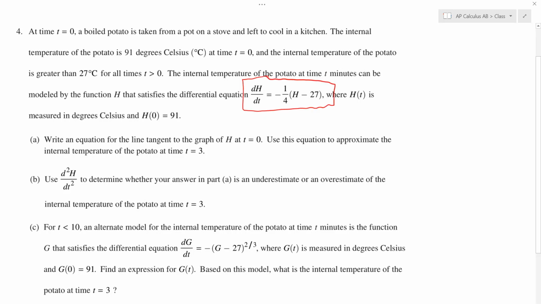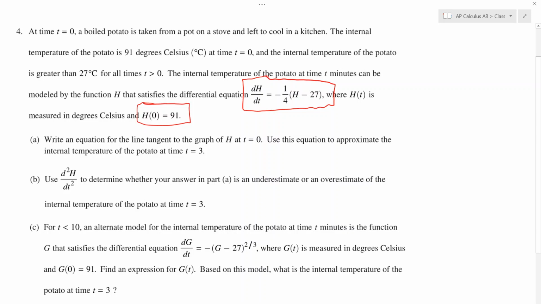So if we had to solve for H, we'd have to separate those variables, okay? And I know that's what we've been doing in class, and that's what it looks like you should do here, but they're not going to ask you to do that at all, actually. But they gave us a derivative, and they gave us a point. They told us at time 0, that potato is a smoldering hot 91 degrees Celsius.